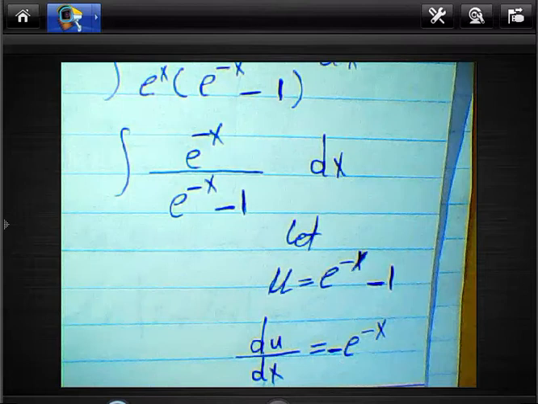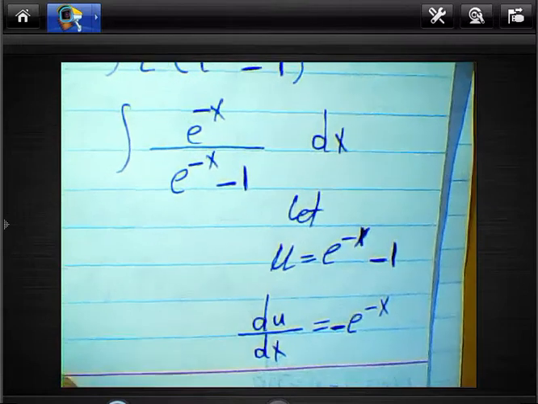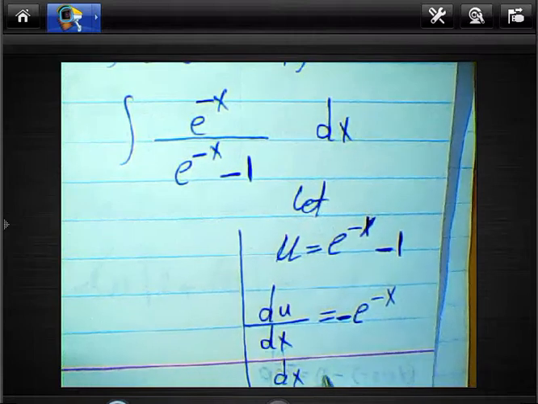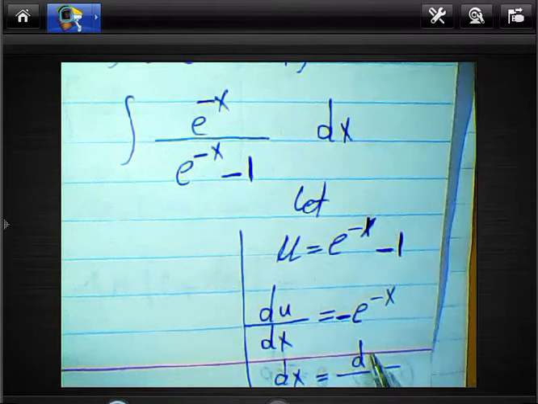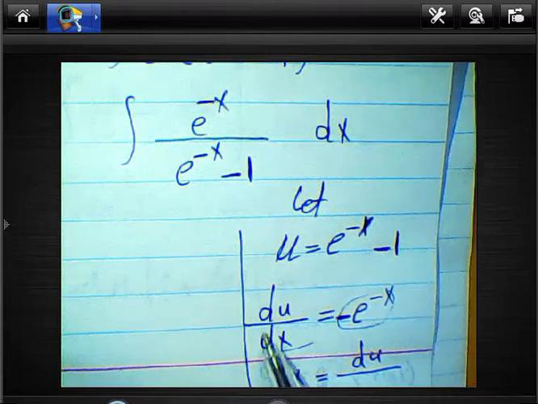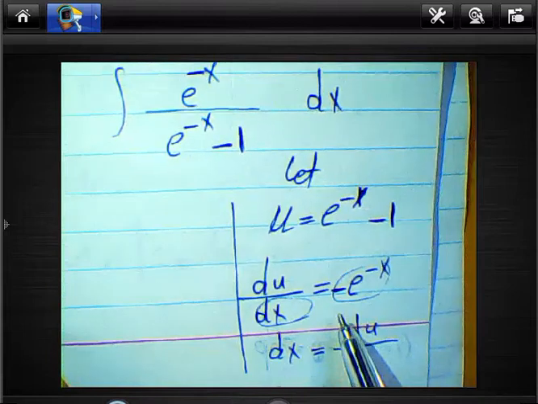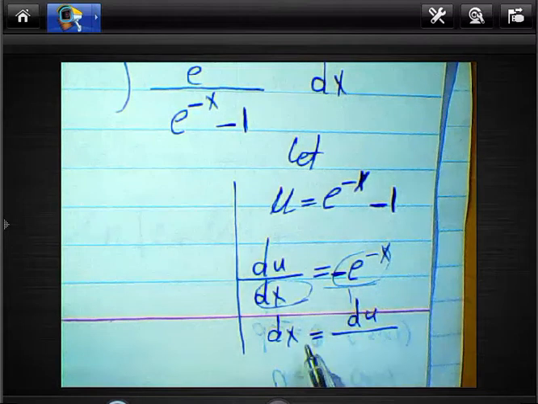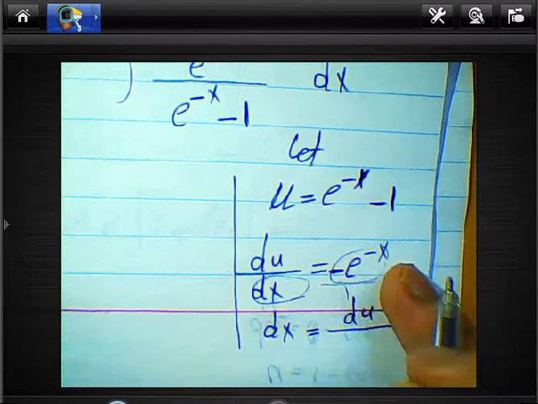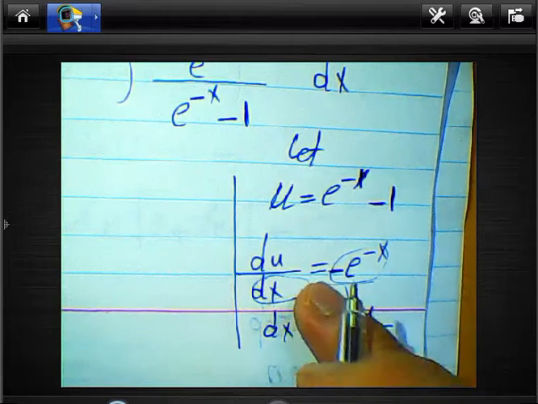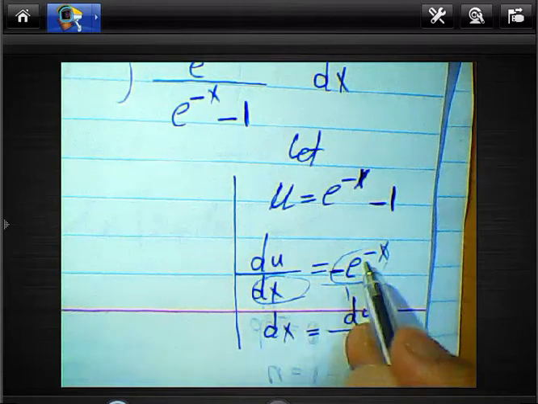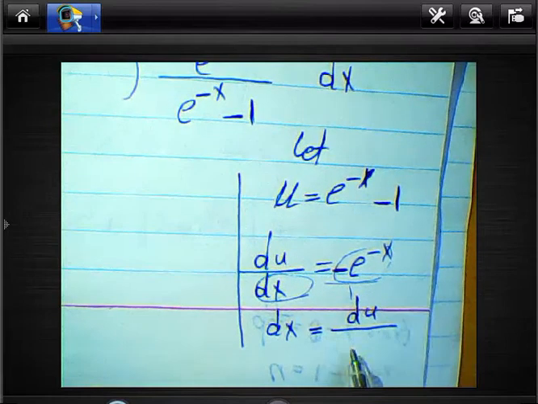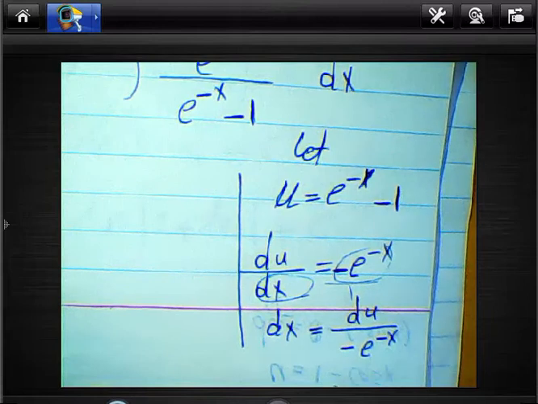Okay, and then we can write dx equal, we can repeat it all to term here. We know the product of extremes equals the product of means, so we can write dx here and negative e power negative x here. So dx replaced this term here: dx equal du over negative e power negative x.